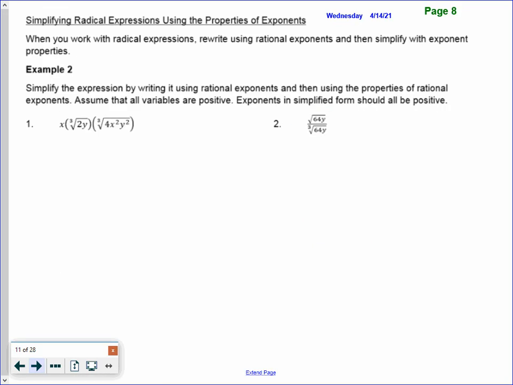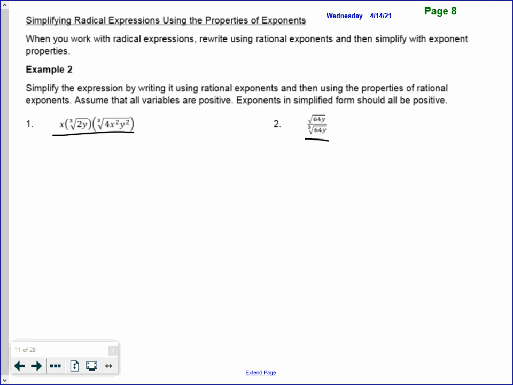All right, so here we're talking about simplifying radical expressions using the properties of exponents. What we're going to do is take these radical expressions and change them into rational exponents, or terms with exponents in them, so we can actually simplify, add like terms, and ultimately simplify this as much as we can.